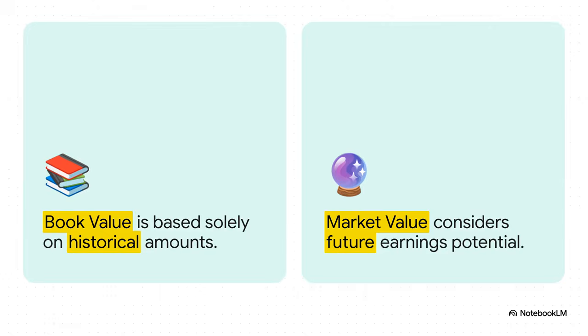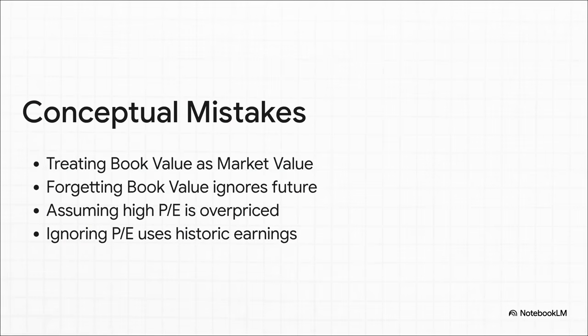The fundamental, massive limitation of book value is that it completely and utterly ignores what the business might actually be capable of earning tomorrow. So let's rapidly fire off a quick checklist of the top conceptual mistakes we covered today, just to make sure your understanding is completely bulletproof. First, treating book value as market value. Just don't do it. Second, forgetting that book value totally ignores a company's future potential. Third, casually assuming a high PE automatically means a stock is overpriced without digging deeper. And fourth, ignoring the fact that the basic PE calculation generally relies on historic net income, which could include weird non-recurring items and might not actually reflect future earning prospects at all.